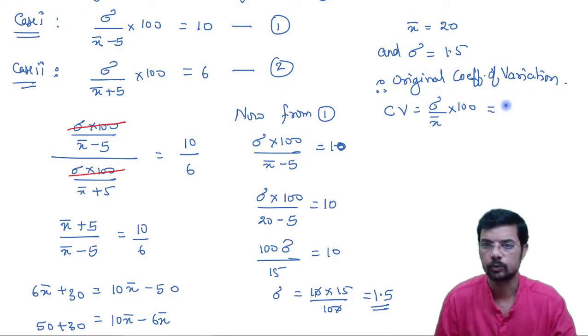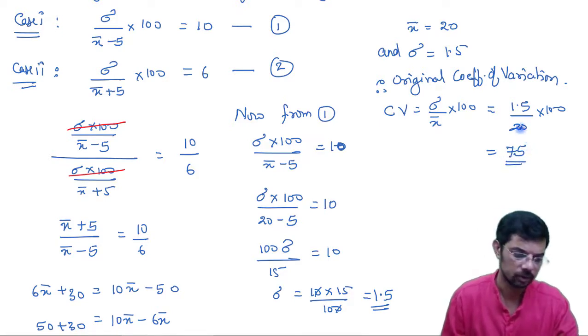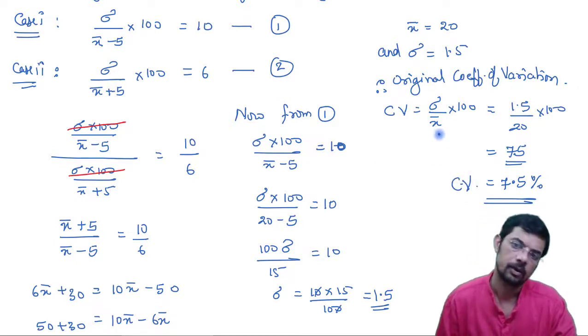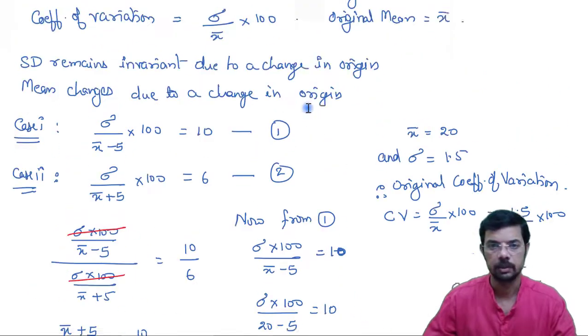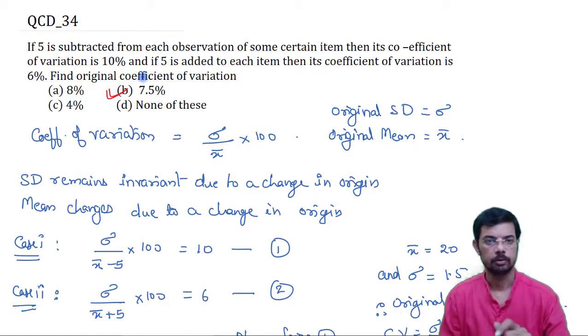Original coefficient of variation, CV is equal to sigma by x bar into 100, which is equal to 1.5 by 20 into 100, which will give you 25 is 100, 15 5s are 75. That is 7.5 percentage. This is your original coefficient of variation. So our option will be 7.5 percentage, that is option B. So hope the problem is clear.